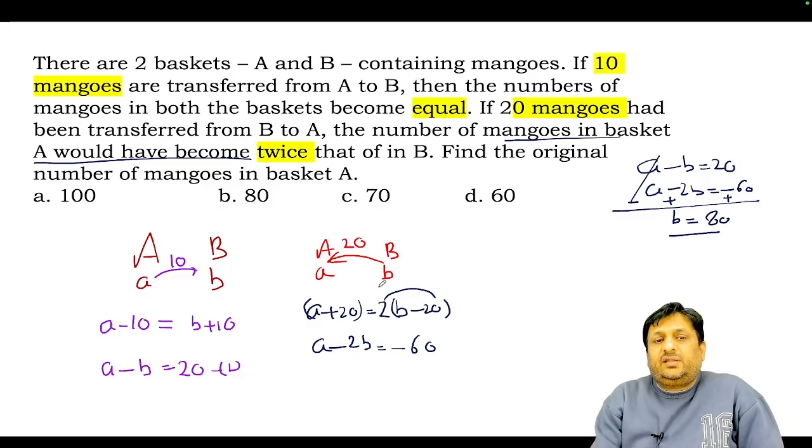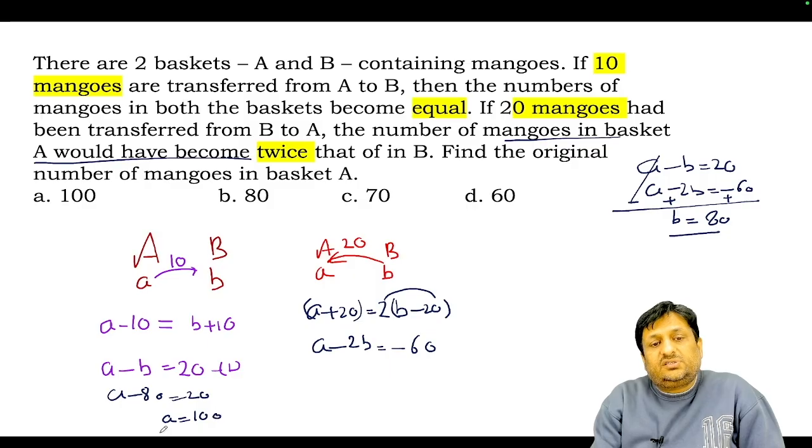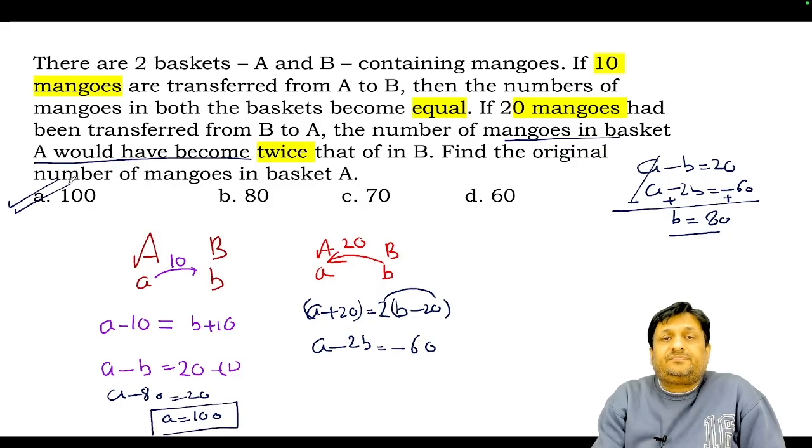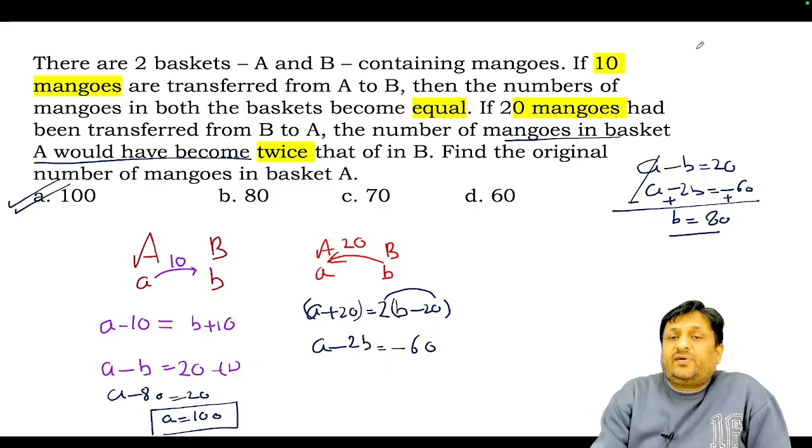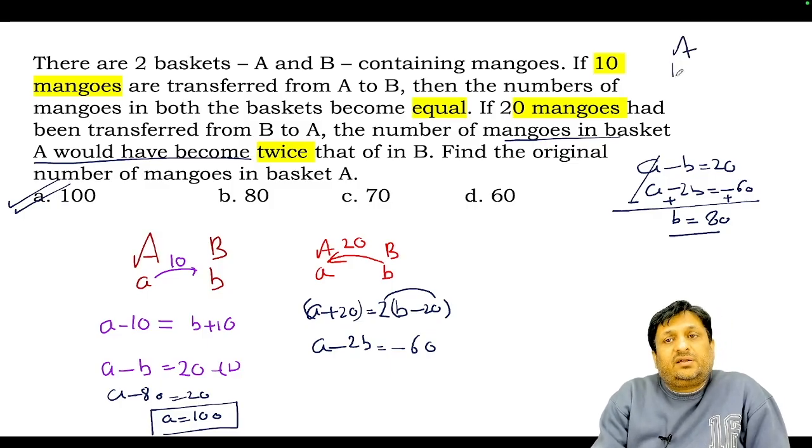So if B is 80, let me put it in the first equation. So A minus 80 is equal to 20. So A must have 100 mangoes initially. So if I want to check my answer, A has 100 mangoes, B had 80 mangoes.